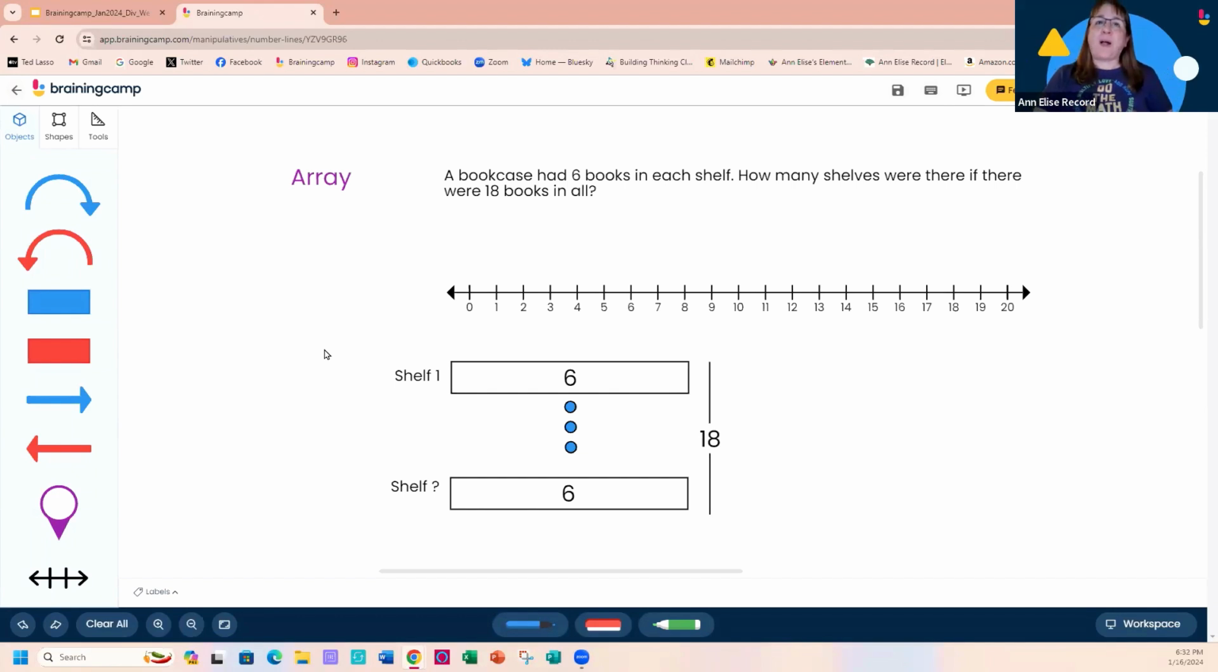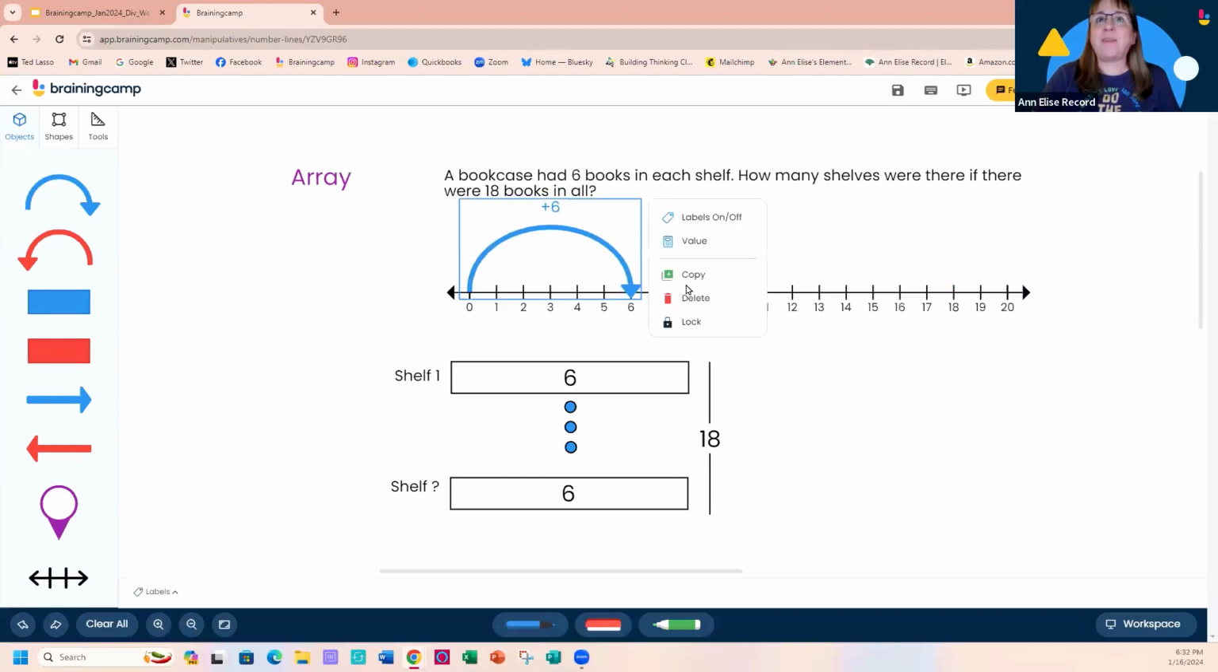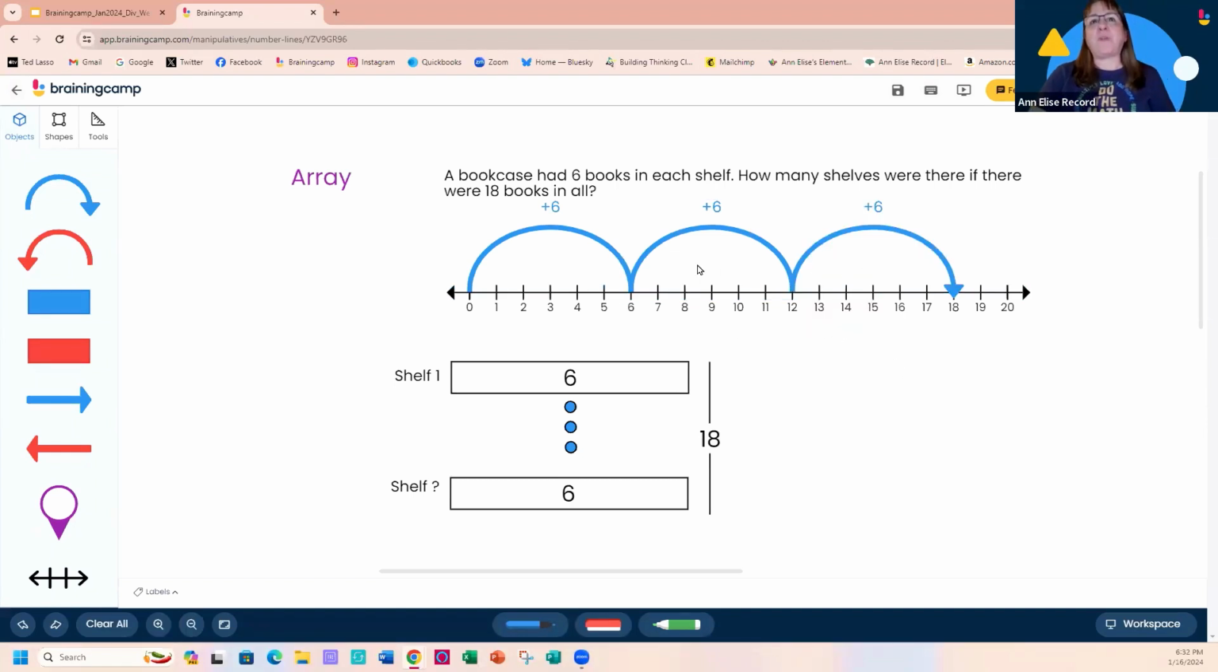So again, I can be thinking, well, I know the size of the group. So how many sixes will fit into the 18? And so I can show that on a number line, and I can be doing my jumps. So I can show I have my first six, that's one row, and then I can copy it again, that's two rows. And then I can fit another one in there. And there's that three shelves. So I have three shelves, each having the six books, right? So I'm moving into that repeated addition.